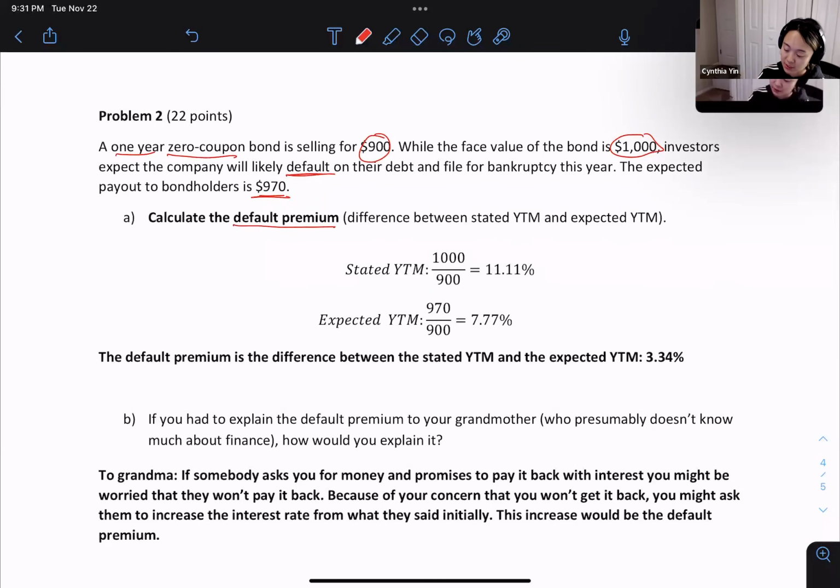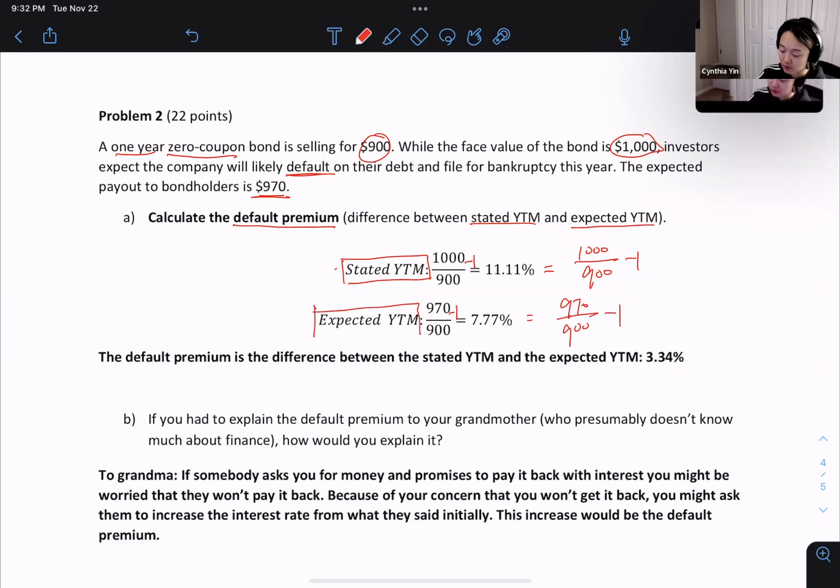Hint: the difference between the stated yield to maturity and the expected yield to maturity. The stated yield to maturity is the one that comes from the face value, what the issuer promised you. It's very simple because it's a zero coupon bond. So the yield to maturity is the face value over the price, minus 1. So this one is 1,000 divided by 900 minus 1, which is 11.11%.